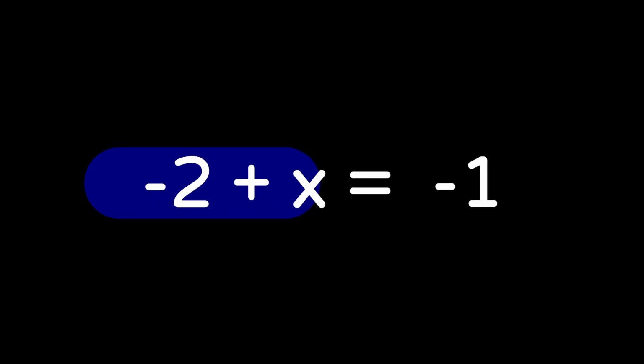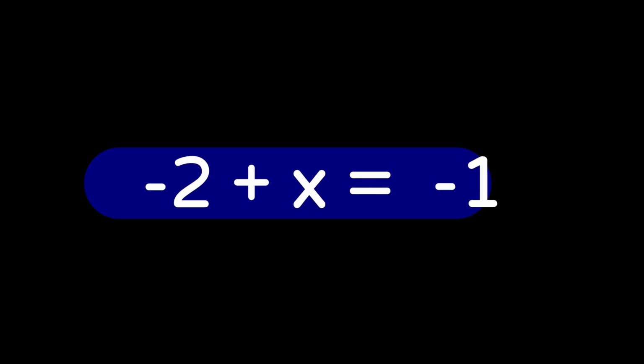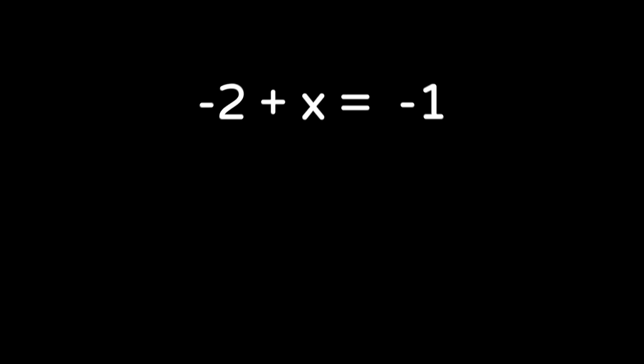Can you solve this equation? We have negative 2 plus x equals negative 1. This means there is a certain value that, when added to negative 2, results in negative 1. Let's find out what that value is.